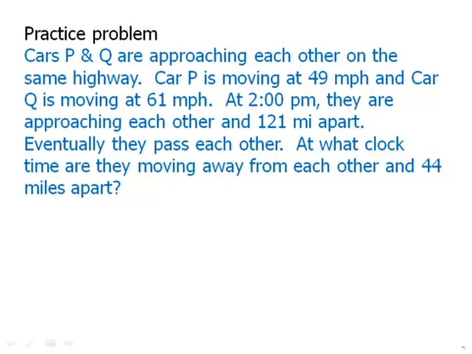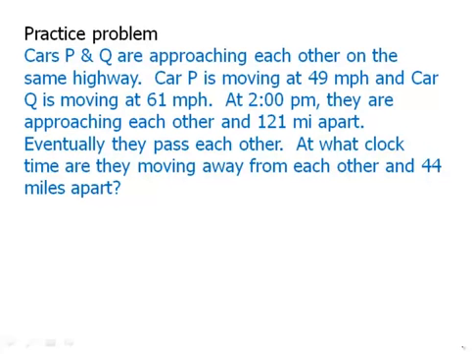Okay, cars P and Q are approaching each other on the same highway, moving in opposite directions, so we add the speeds. Car P is moving at 49 miles per hour, car Q is moving at 61 miles per hour. Very good, so we get both of the speeds. At 2 p.m., they are approaching each other and are 121 miles apart. Eventually they pass each other. At what clock time are they moving away from each other and 44 miles apart in the other direction?